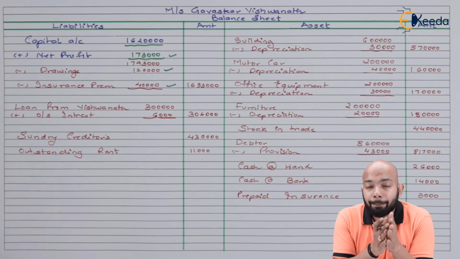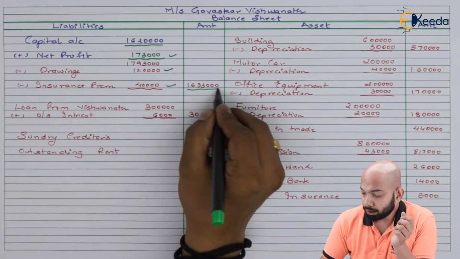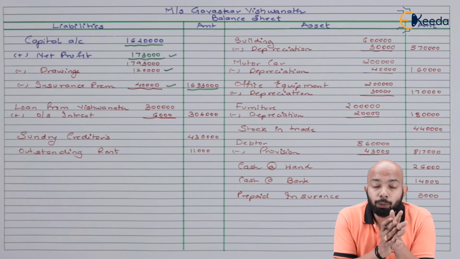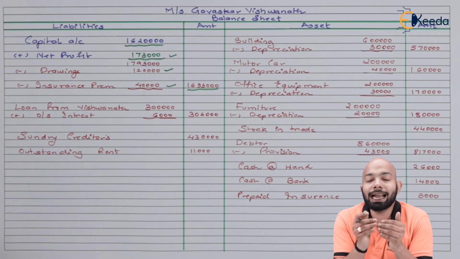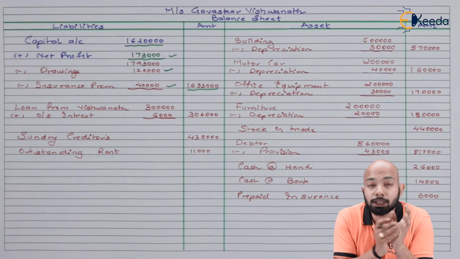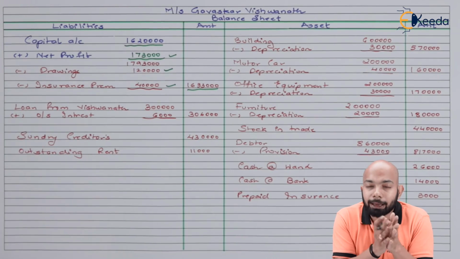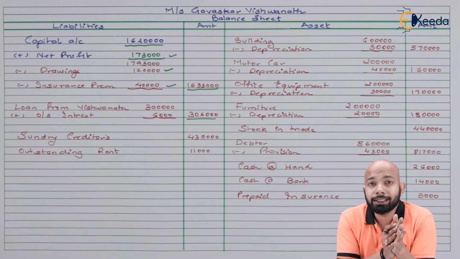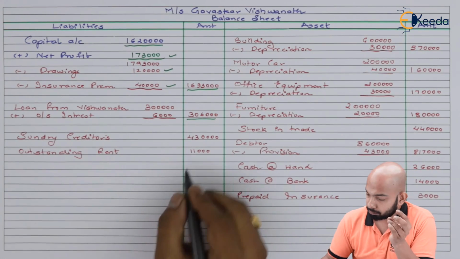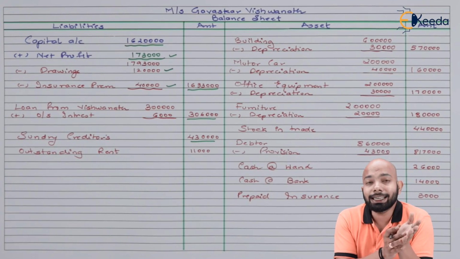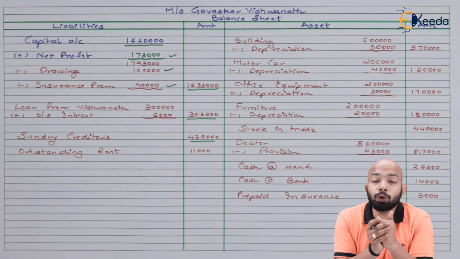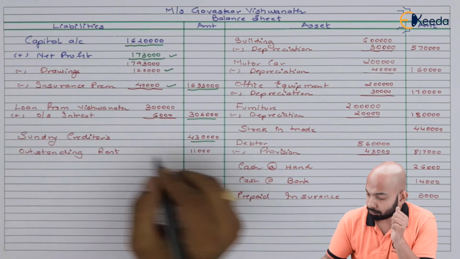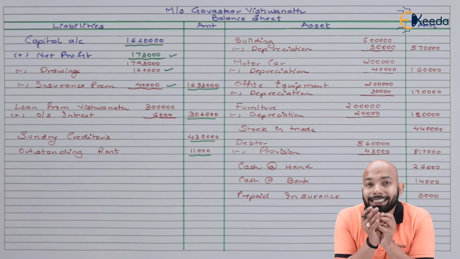The total of capital account then comes to 16,33,000. The next item is the long-term liability, that is loan, which is for 3 lakh rupees from Vishwanath, and the additional outstanding loan for 6,000 has been added to it. So the total loan or liability is 3,06,000. Next item is the sundry creditors, which is 4,30,000. And the outstanding rent that we had calculated in the total of 55,000 is the 11,000 here, which has been mentioned in the balance sheet. Now with this, we have completed the liability side.